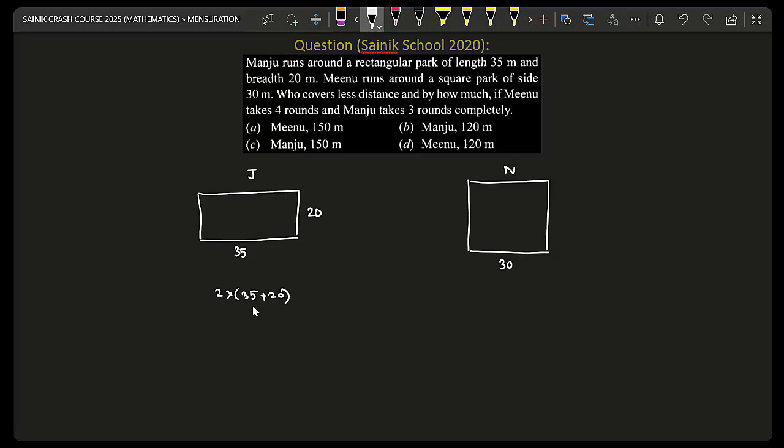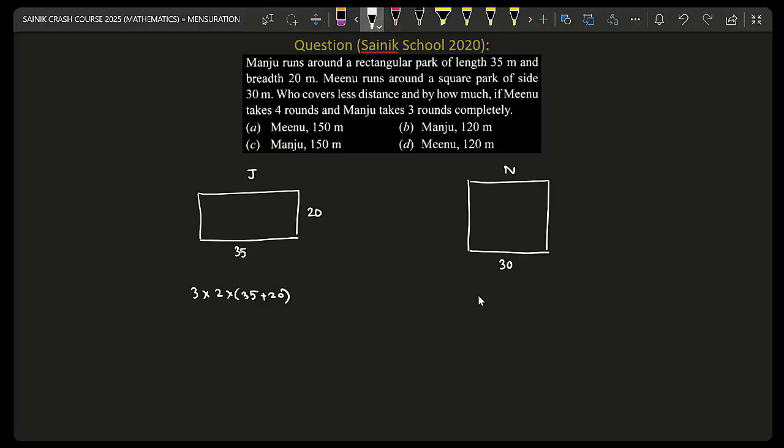Now she is covering how many rounds? Sir, 3 rounds. So we need to multiply by 3 to get the total distance covered, right? Yes, sir. Now let us take Meenu. Okay, Meenu, if she runs around the square park one round, what is the distance she is covering?